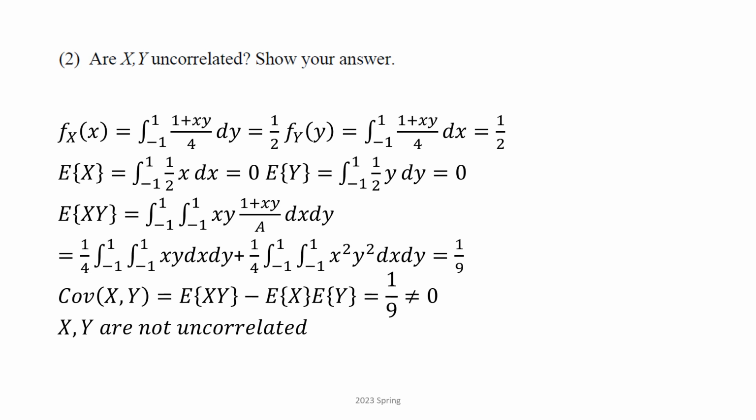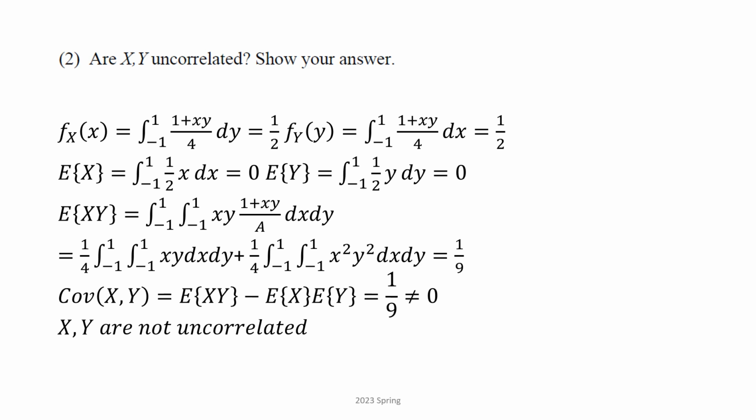The second problem is to find whether X and Y are uncorrelated or not, and prove it. So we first calculate f_X. It equals the definite integral from negative 1 to 1 of (1 + xy)/4 dy, and it equals 1/2. Similarly, f_Y equals 1/2. So the expectation of X equals the definite integral from negative 1 to 1 of 1/2 times x dx, and it's an odd function, so it equals 0. Similarly, the expectation of Y equals 0.